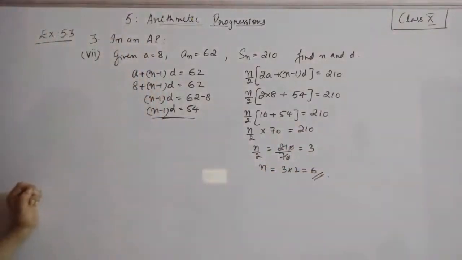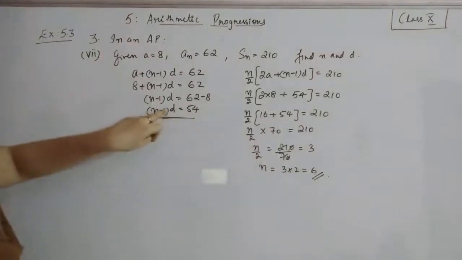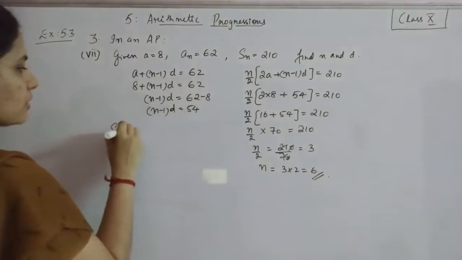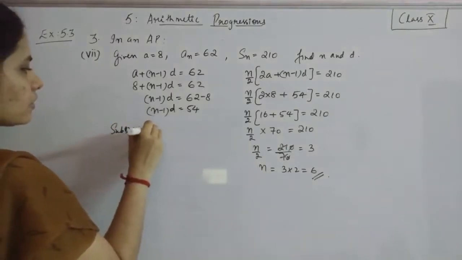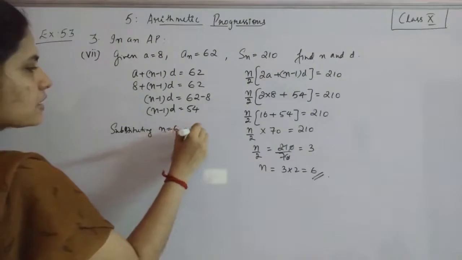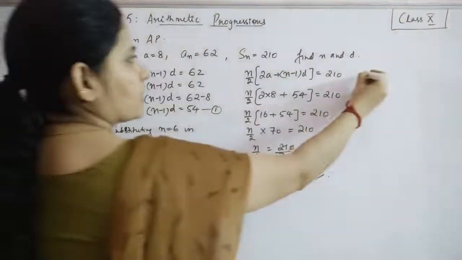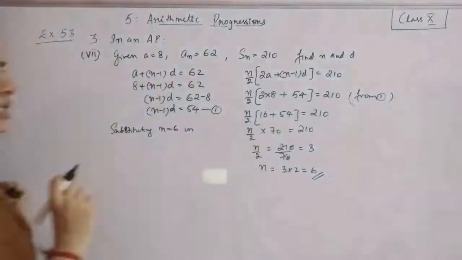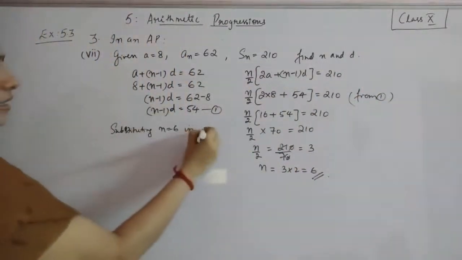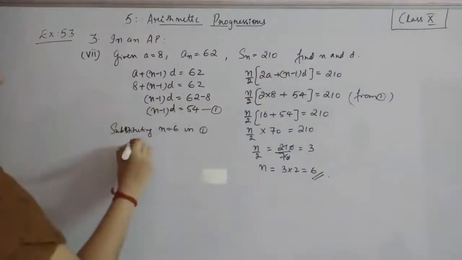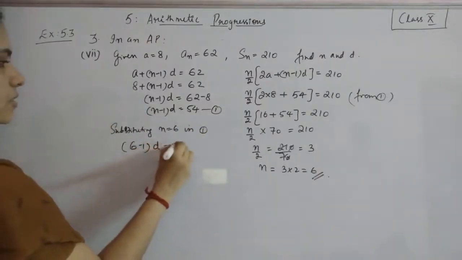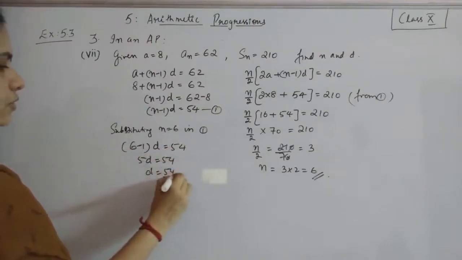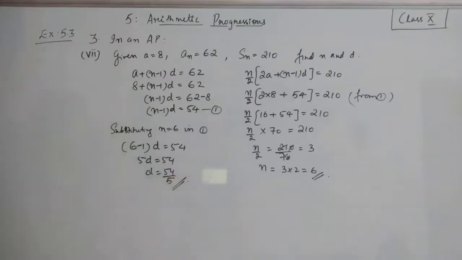So you got what n is equal to. Now you can just replace that value of n here in order to find out what d is equal to. So substituting n equal to 6 in this equation. So here you can write from 1 you have substituted this as 54, and in equation number 1 you are substituting, so that this will become 6 minus 1 into d is equal to 54. That is 5d is equal to 54, or d is equal to 54 by 5.